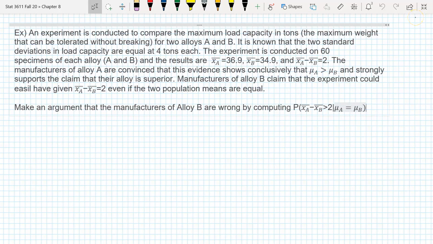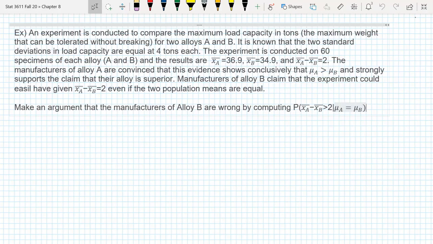All right. An experiment is conducted to compare the maximum load capacity in tons. Maximum load capacity is the maximum weight that can be tolerated without breaking, for two different alloys, A and B. It is known that the standard deviations in load capacity are equal at 4 tons each. The experiment is conducted on 60 specimens of each alloy, and the results are that the mean load capacity for A was 36.9, and the sample mean for B was 34.9.